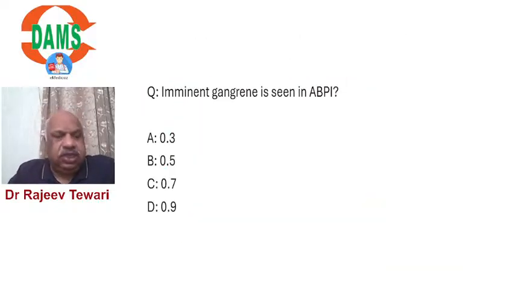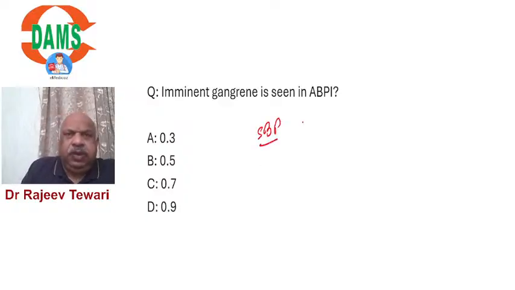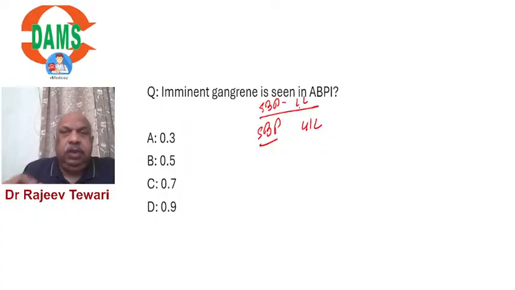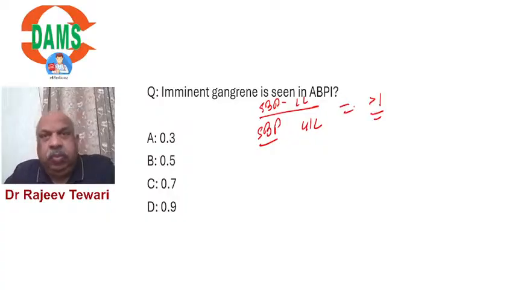Imminent gangrene is seen in ABPI, ankle brachial pressure index. ABPI is the very first test we order when we have peripheral vascular disease like Buerger's, etc. You measure the systolic blood pressure in the upper limb and the systolic blood pressure in the lower limb. Ankle upon brachial pressure index. Ankle pressure is more, so 1 or more than 1 is what we consider normal.